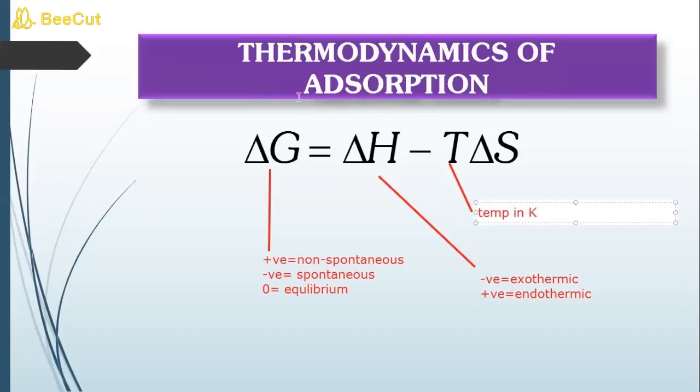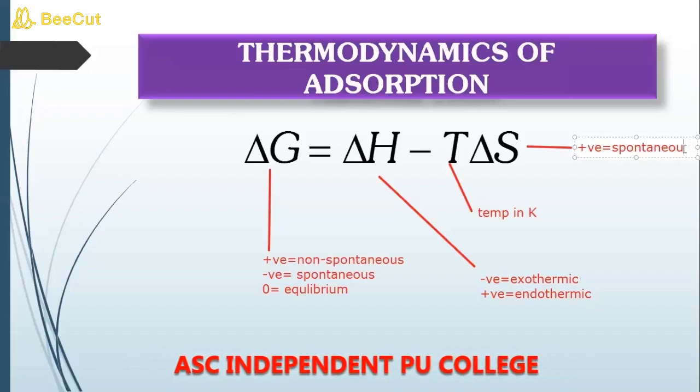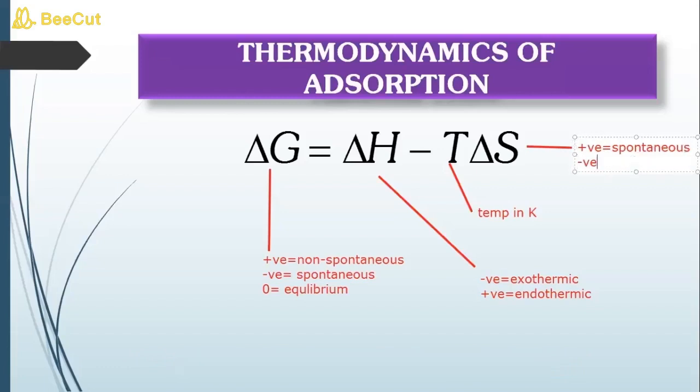Whereas this delta S stands for entropy. If it is positive, the process is said to be spontaneous. If negative, the process is said to be non-spontaneous. And if it has a value of zero, the process will attain an equilibrium.